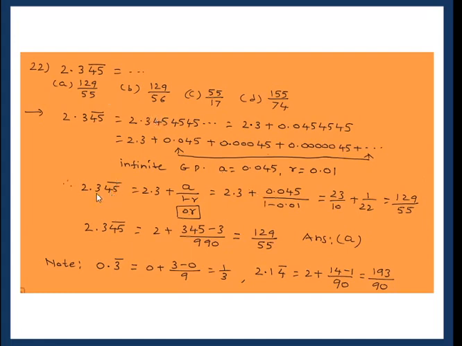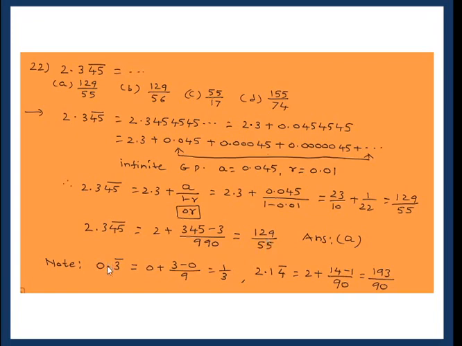Now there is a shortcut method also. 2.345 bar is 2, the integral part, plus 345 less 3. Why subtract 3? Because this is the digit which is not repeated. So we subtract this from 345, divided by 990, to get 129 upon 55. Of course, we should get the same answer.